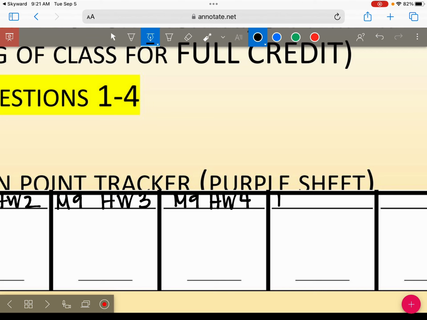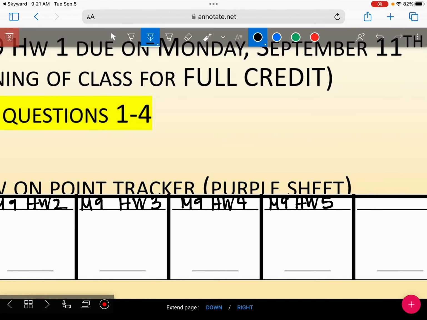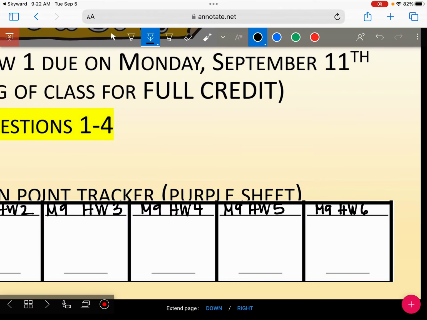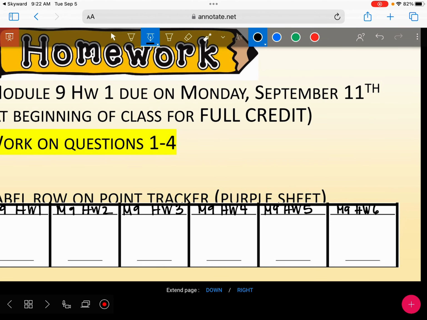For this module, there are 6 assignments that we're going to have. Even though there's 6, I am going to collect it before every quiz because we have 2 quizzes. So I'm going to collect it twice and put your grades in twice. That's for this row. Now, for Module 9, homework 1, everyone get that? I am going to check that at the beginning of class on Monday, September 11th for full credit. To get 50 out of 50, you have to have it completed when I check it during the bell work.